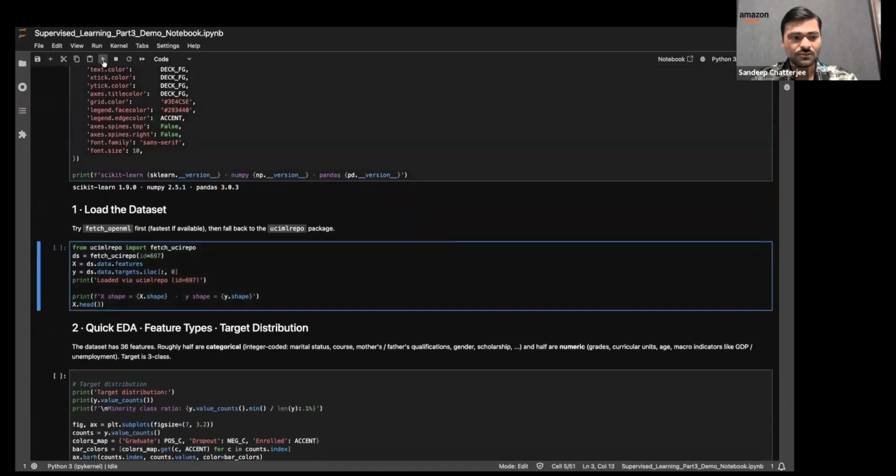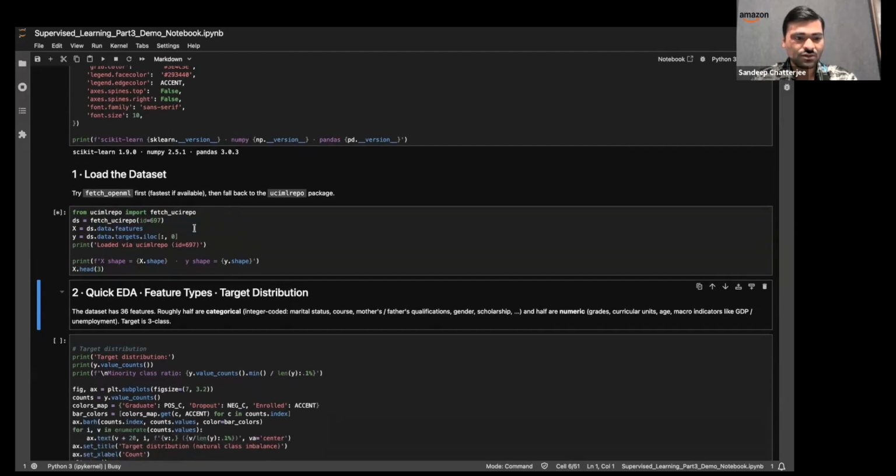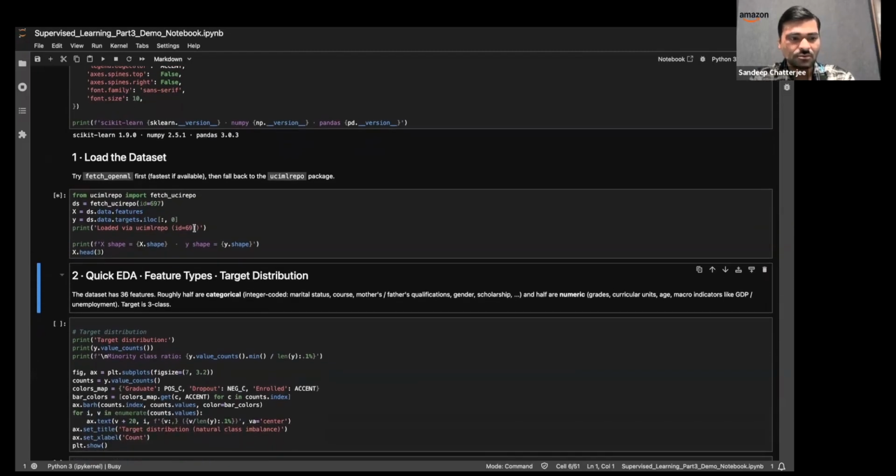Let's load the dataset. We are pulling the dataset directly from the UCI repo using the ucimlrepo package. X will hold the 36 features, Y will hold the target label, and this dataset is about 4,400 students, described by 36 features, and it comes from the UCI Machine Learning Repository.